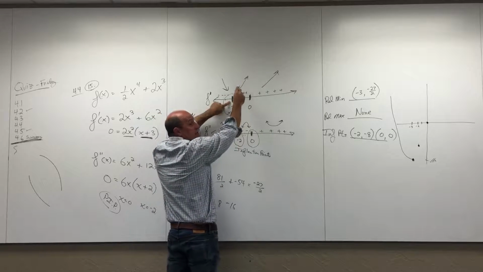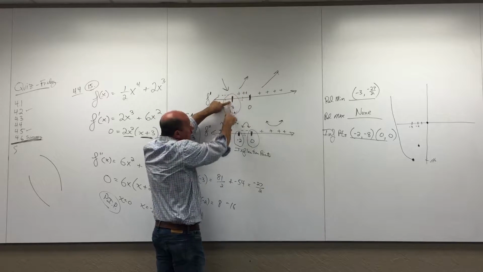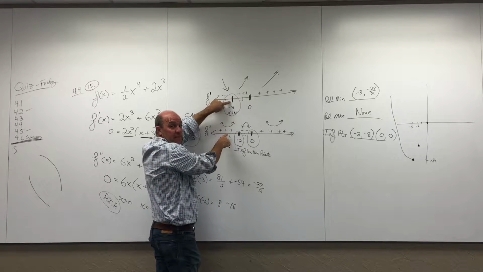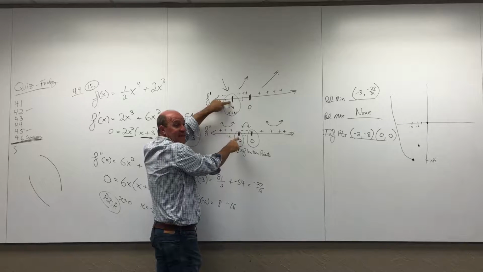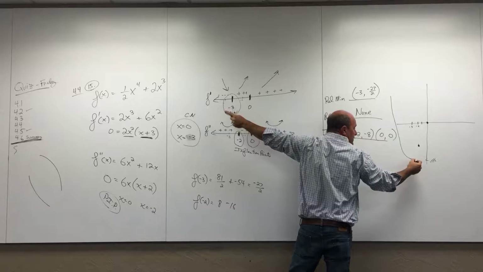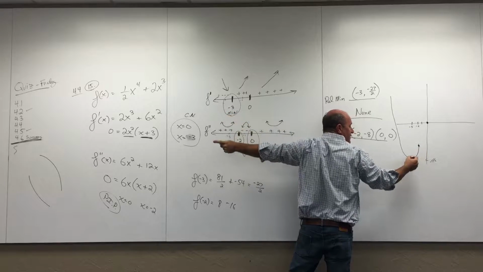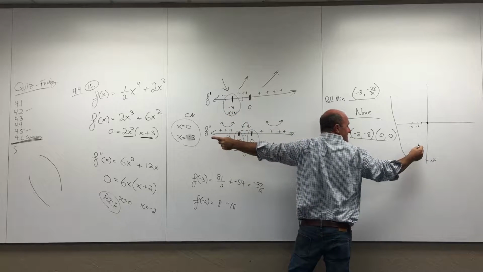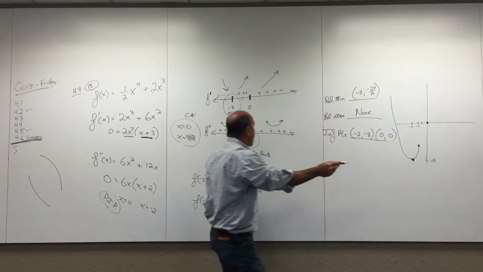I start to increase. I increase. By the way, I'm still concave up until I hit that -2. So here I go. I'm increasing, and I still have a little concave up bend to me. You see that? But when I hit that -2, what happens?